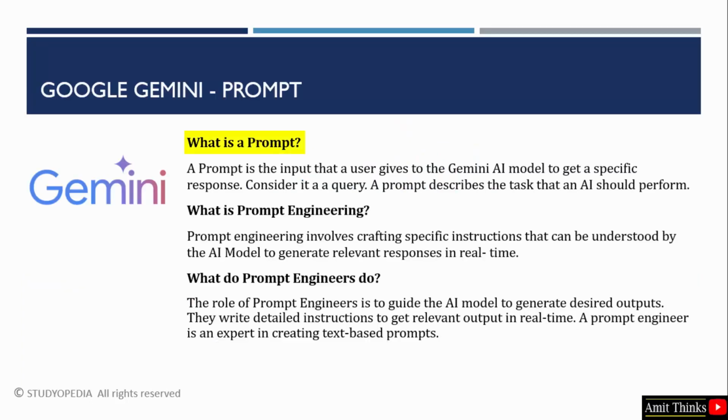So what is a prompt? A prompt is basically the input that a user gives to the AI model. The user will give the input and the AI model will understand and give us an output in the form of responses. So basically a prompt is something that describes the task that an AI should perform. You can also consider it as a query or a chat or the input typed by a user.